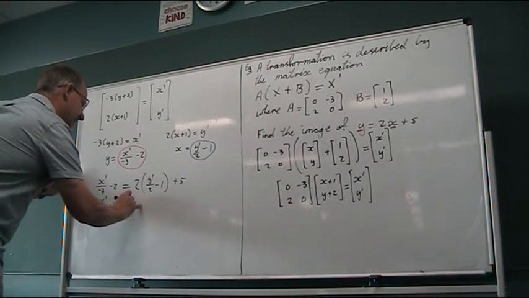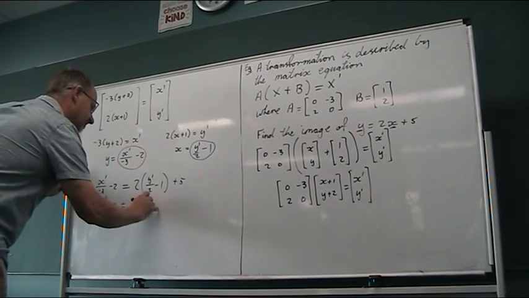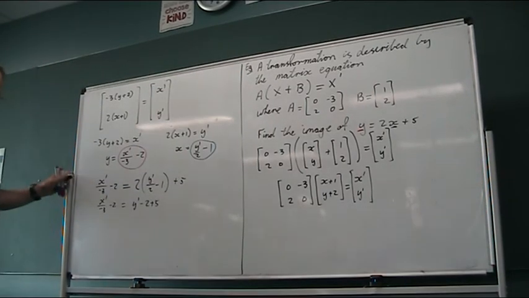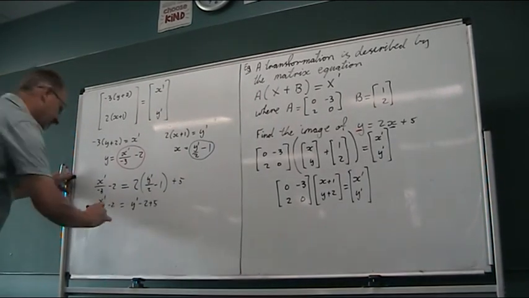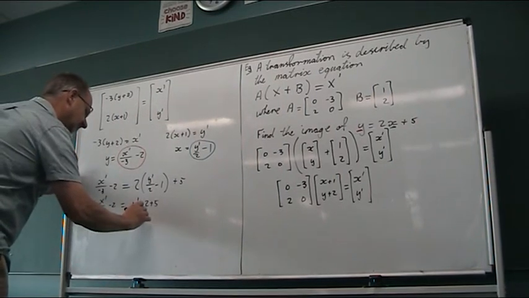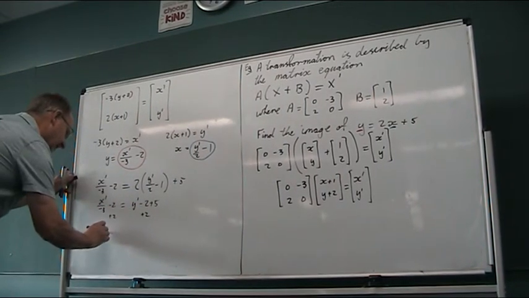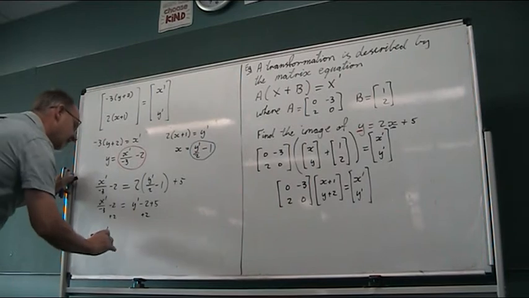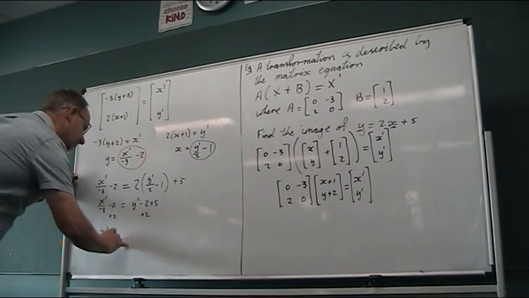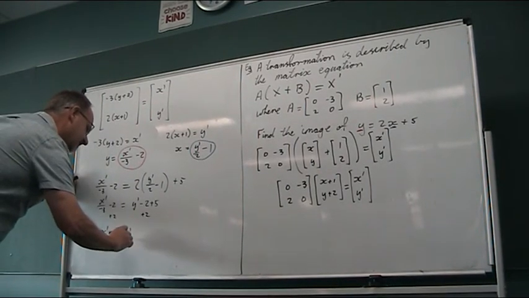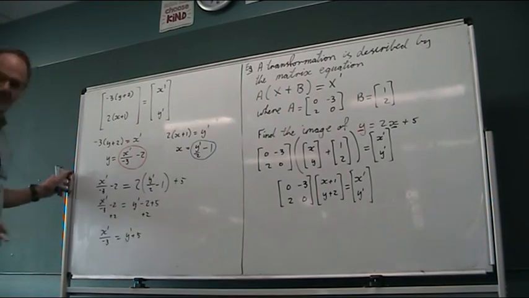Expand that bracket, then you get y dashed minus 2 plus 5. Add 2 to both sides. You get x dashed on negative 3 equals y dashed plus 5.